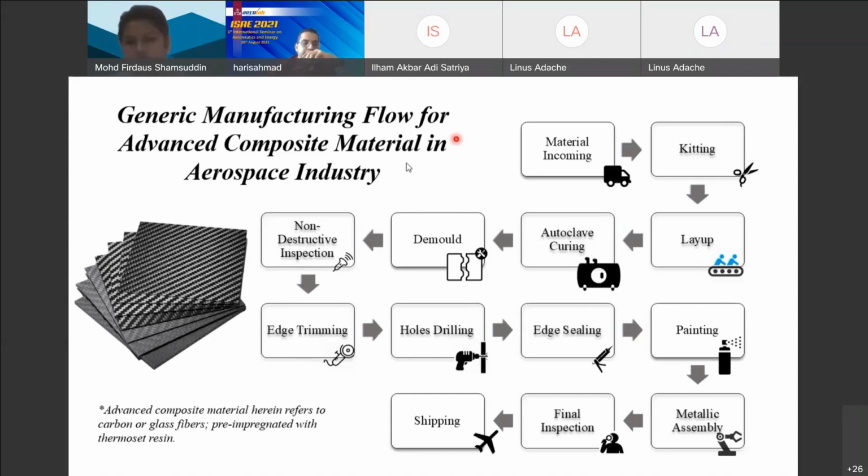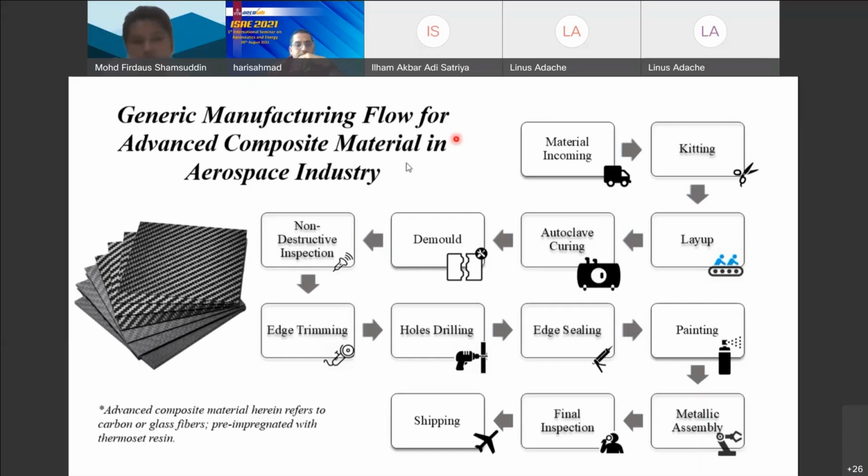After manual hand layout, we send it to autoclave curing, and then set up for curing. We send it to demold to take out the cured panel from the mold tool, and then we send it for non-destructive inspection, NDT or NDI, in order to see whether there is some internal defect. This is the main disadvantage of composites, because sometimes there are a lot of internal defects within the material itself that cannot be seen with our naked eye.